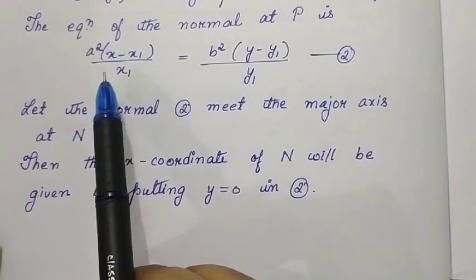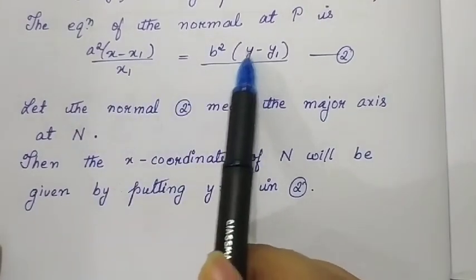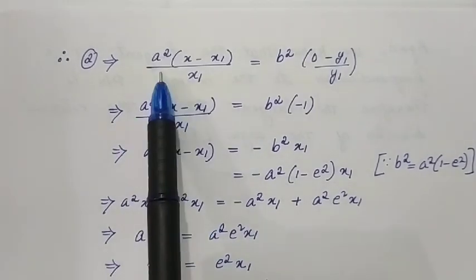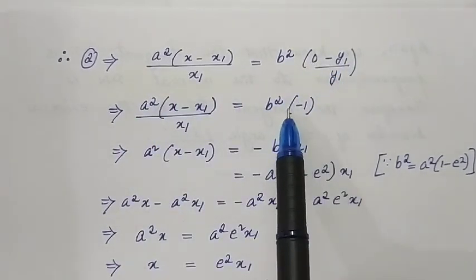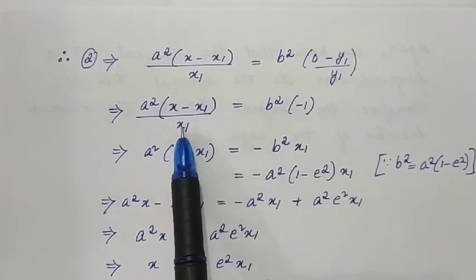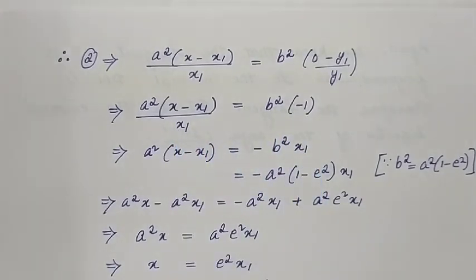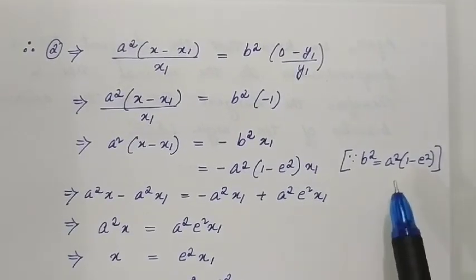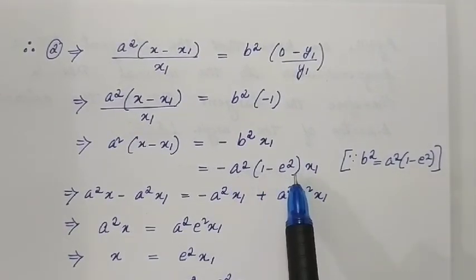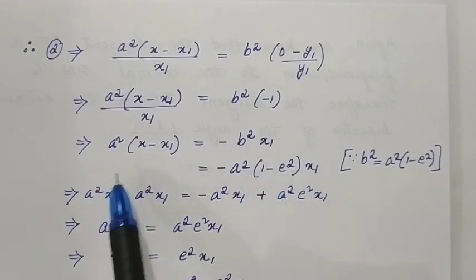So in place of y, let us put 0. Our equation will become this one. Just put 0 here, y1 will get cancelled, and you will get minus 1. Take this x1 to the right side, and we know the b square value. b square is a square times 1 minus e square. Put that value in. We need to simplify this a little bit.